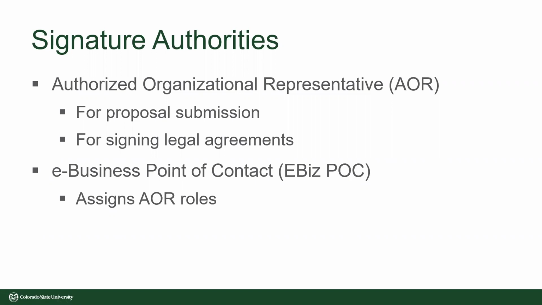I'm trying to think of who that person is at CSU. I want to say Chris Carson, but I could be wrong on that. So this is typically for your federal submission systems, where you have an e-business point of contact that goes in and defines those AOR roles for you. And that's why I'm thinking here at CSU, it's Chris Karsten. So if you need to be set up, say, in grants.gov or research.gov to be able to submit and sign proposals, then you would go through your e-business point of contact.